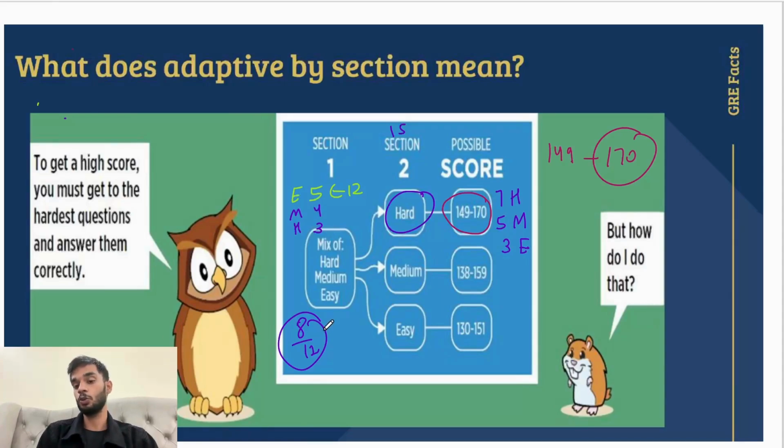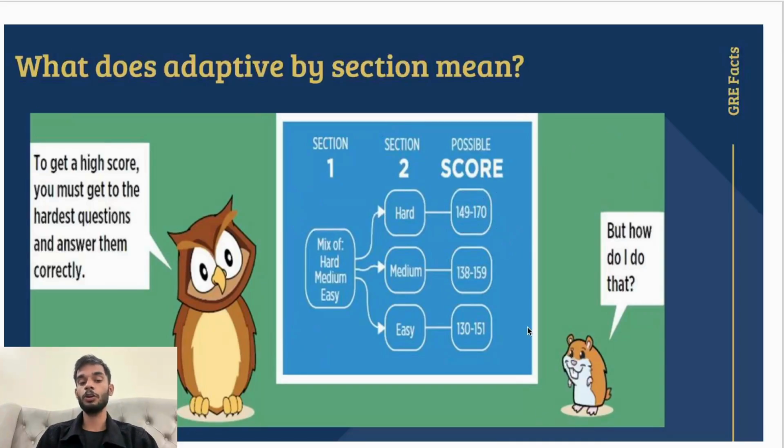Now what's the catch for medium and easy? A lot of people say, why do I want to do more hard questions? Why do you want to do hard questions? Because your score limit is set on the higher range. So you will at least get 149, and you can still achieve 170, which is the highest score. Now let's say, what about the medium one?